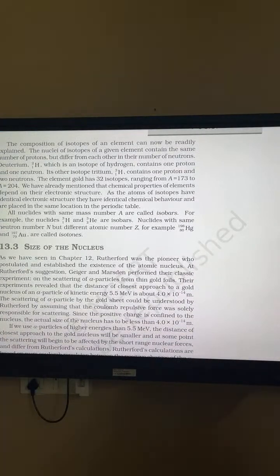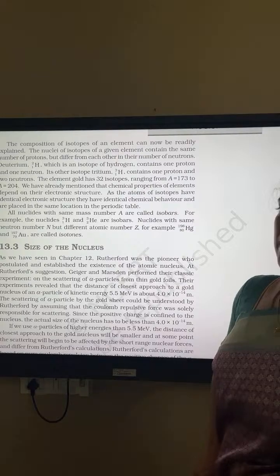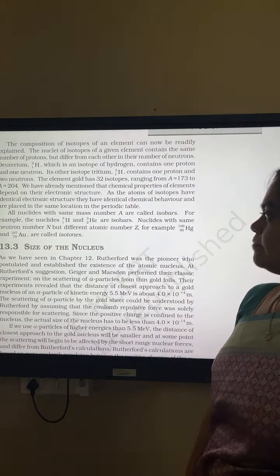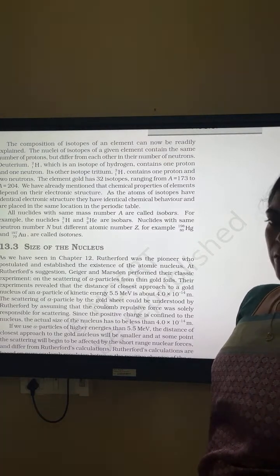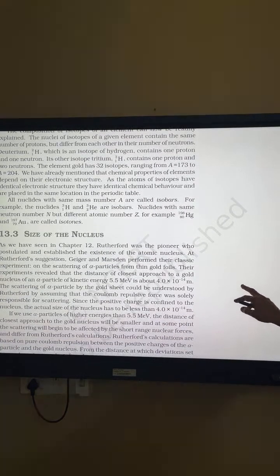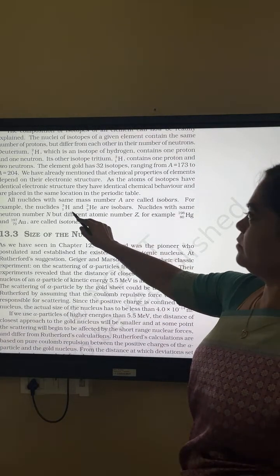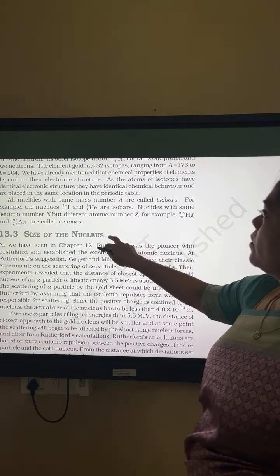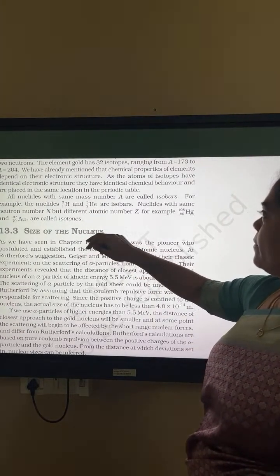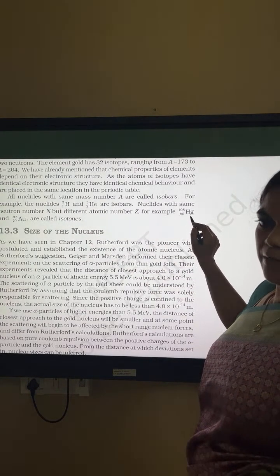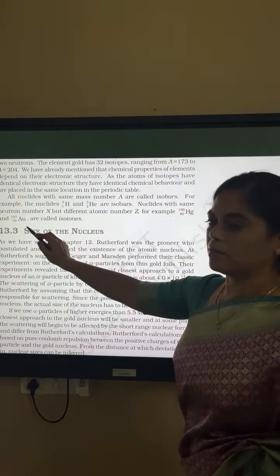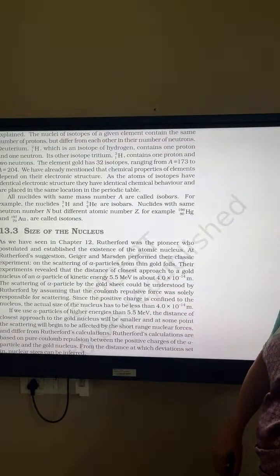What is an isobar? Isotope you have learned. What is an isobar? Same mass number, different atomic number. Very good. That is isobar. Hydrogen and this helium, these two are isobars. We used to call this as nuclides. Then what is this Hg? Mercury. This mercury and gold, these two are isotones they are saying.